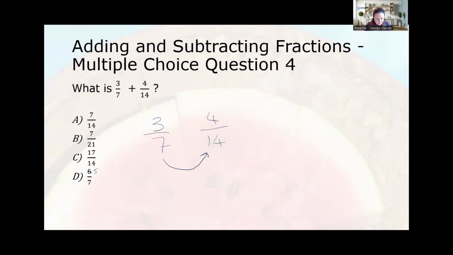So when I referred to smile and kiss, the smile was multiplying the two denominators. So 7 lots of 14 in this case, so we're going to end up with 98. Then I'm going to multiply across diagonally. So I'm going to do 3 lots of 14 added to 7 lots of 4. And then I get to add those both together.